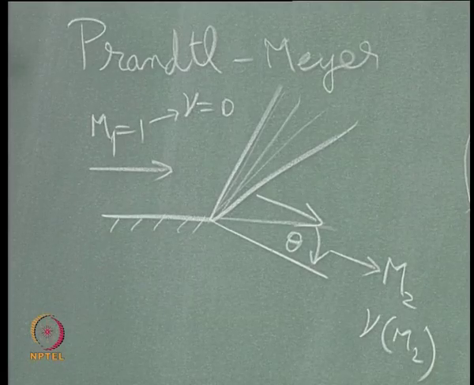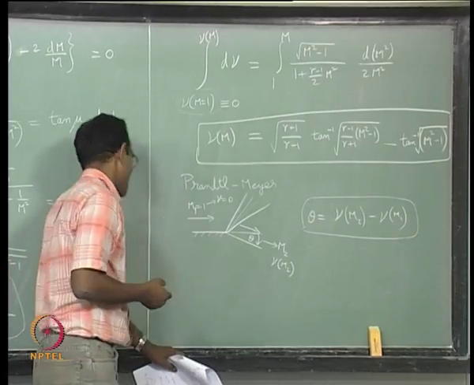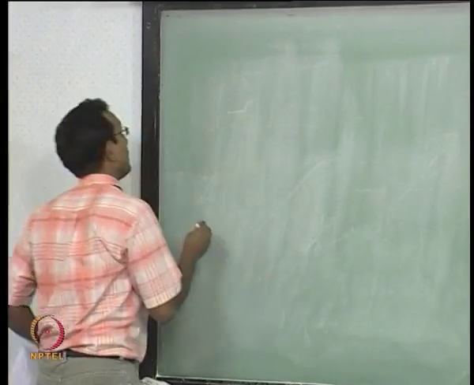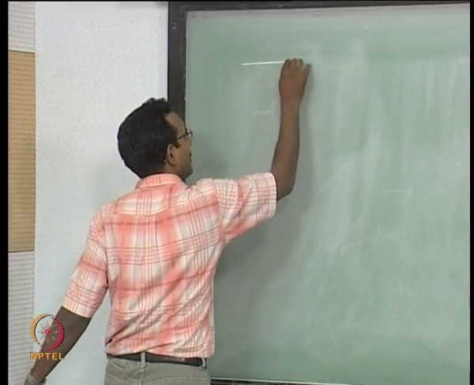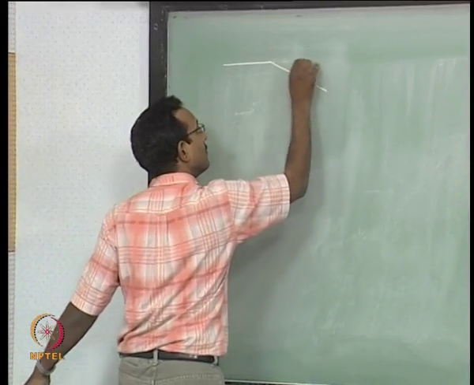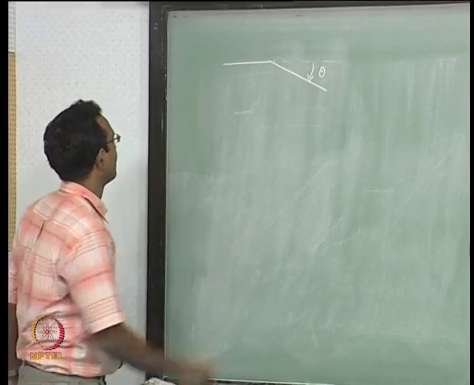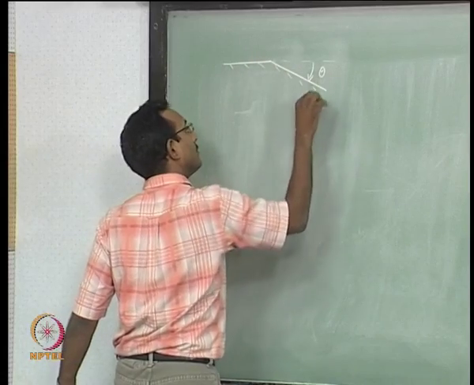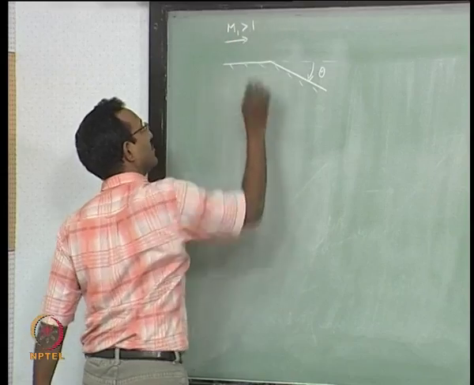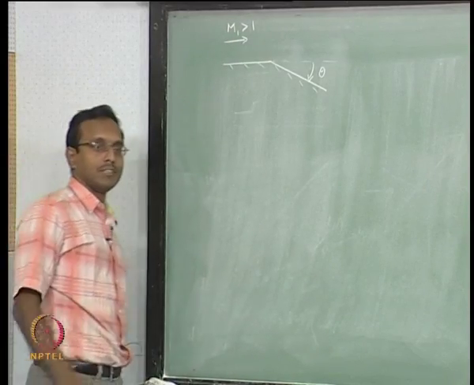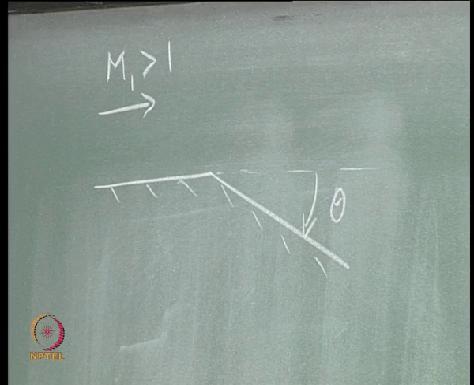What if my m1 is not 1 but some other value? How will I think about this problem? For that, I will draw a different figure, similar to what I have drawn before. This is having a deflection of theta, and this is having some m1 greater than 1. If you have a feel for this problem, after that you can apply it anywhere. So, I am just trying to give you the feel for the problem.